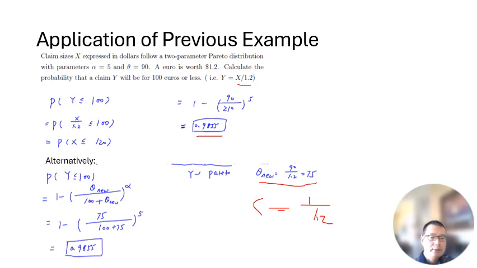Then we know y follows the Pareto distribution with alpha and c theta, where c is the constant 1 over 1.2, and we further deduce theta is equal to 75. Then we can just directly apply the formula and calculate this probability of y less than 100, which gives you the same result, 0.9855.